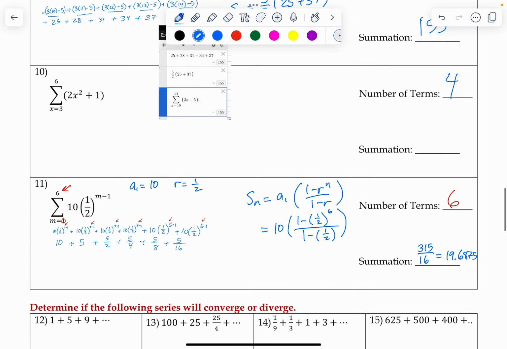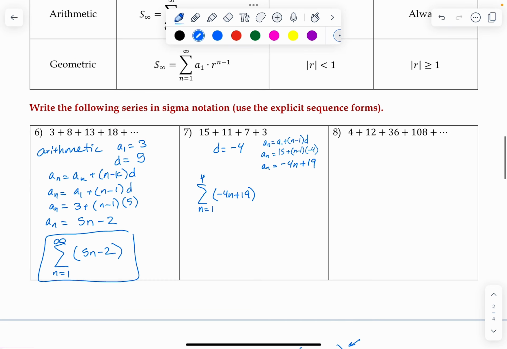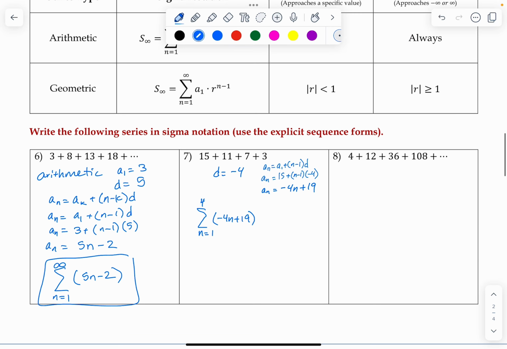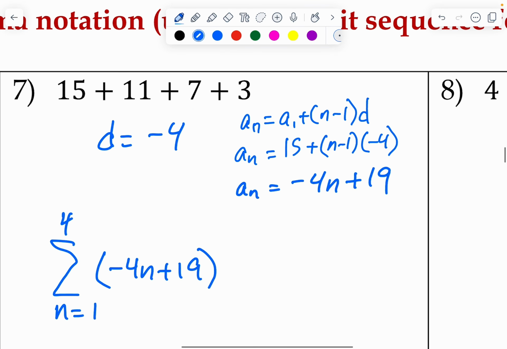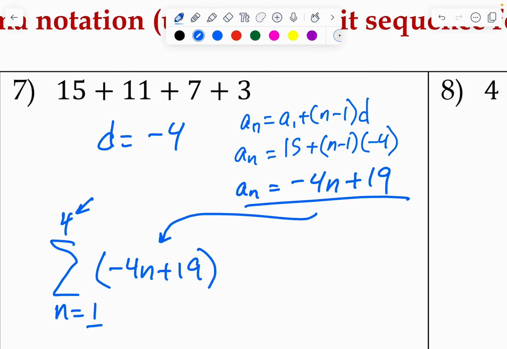Super. Okay, so now that we understand sigma notation a little bit better, now we can go back and write that material in sigma notation. On this one, once I found the nth term, then I can take the nth term and put it here, and then I wanted to go from n equals 1 to n equals, so there was 1, 2, 3, 4 terms, and so I went to 4 right here.